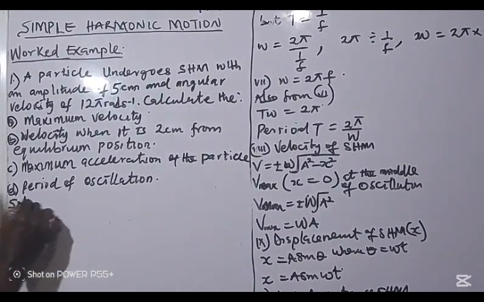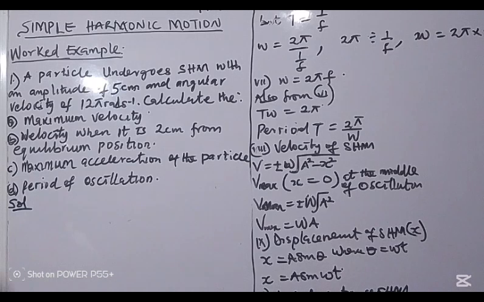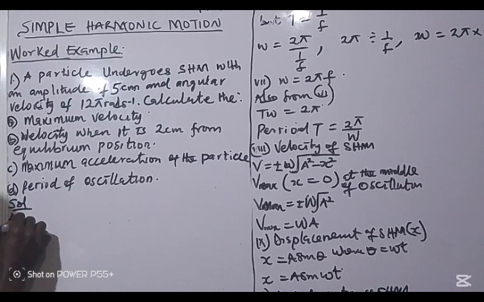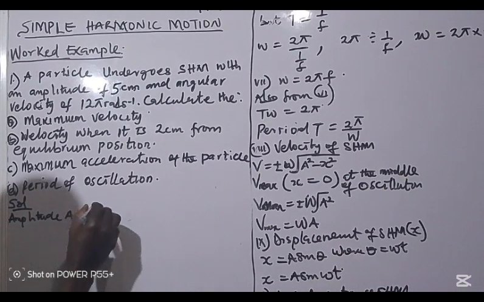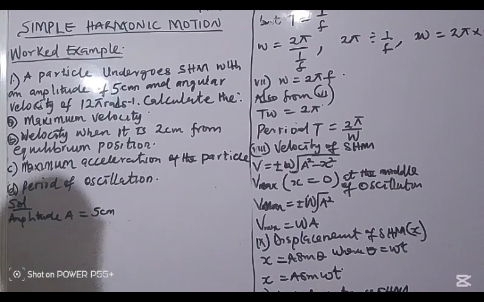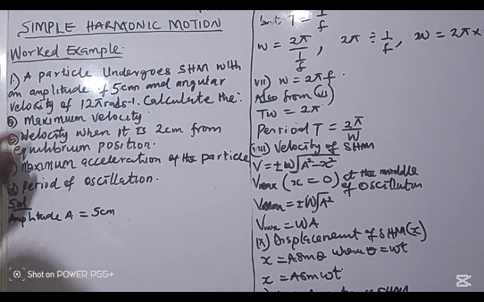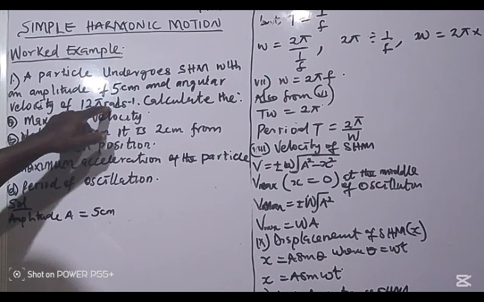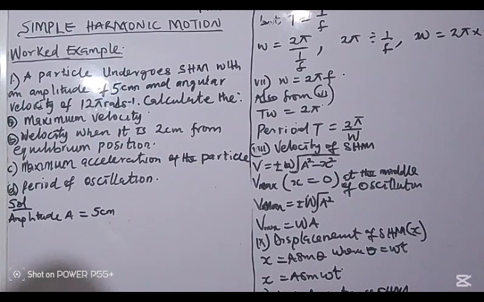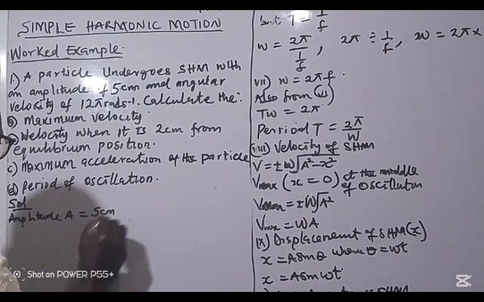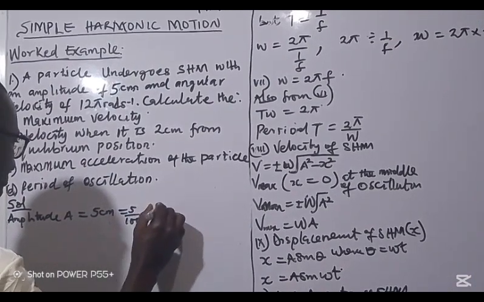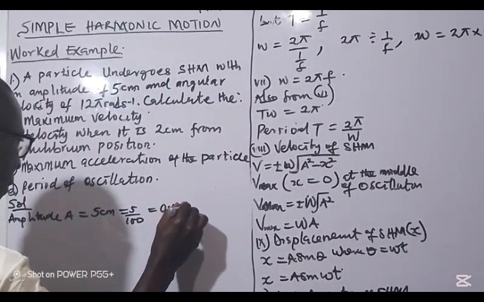Solution. The first thing, let's write out the parameters here. Amplitude A is given as 5 centimeters. But look at the angular velocity, it is given as 12 pi rad per second. That's the correct unit. So we need to convert the amplitude to meters. So that is 5 divided by 100, which will now give us 0.05 meter.